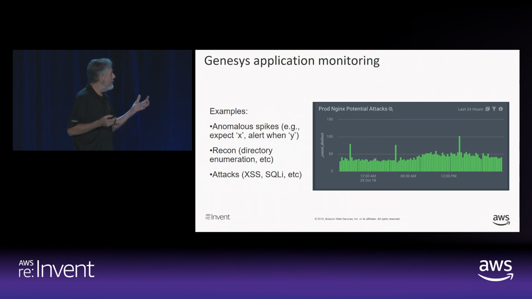With spikes like this, there's a certain amount of traffic you would expect, and then there's traffic that goes over a threshold. These are thresholds that we'll see that show us, hey, someone's doing a recon attack on us.